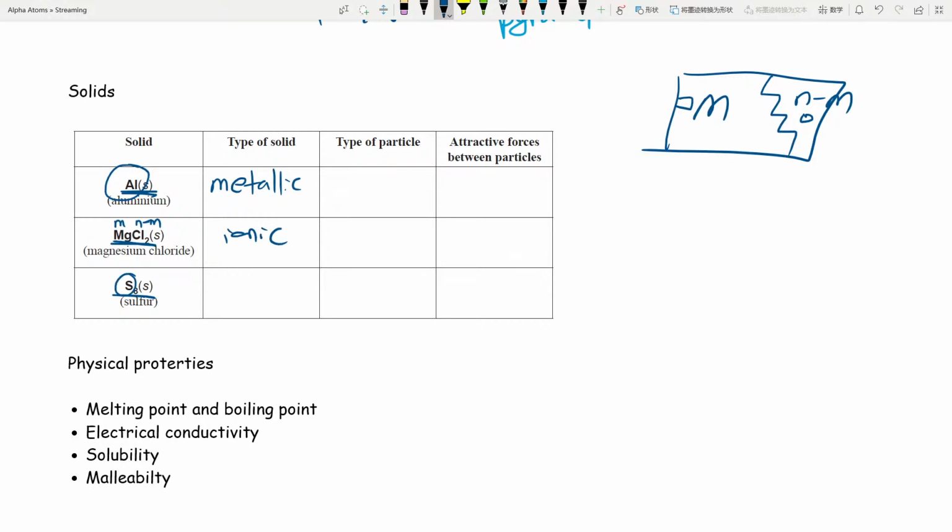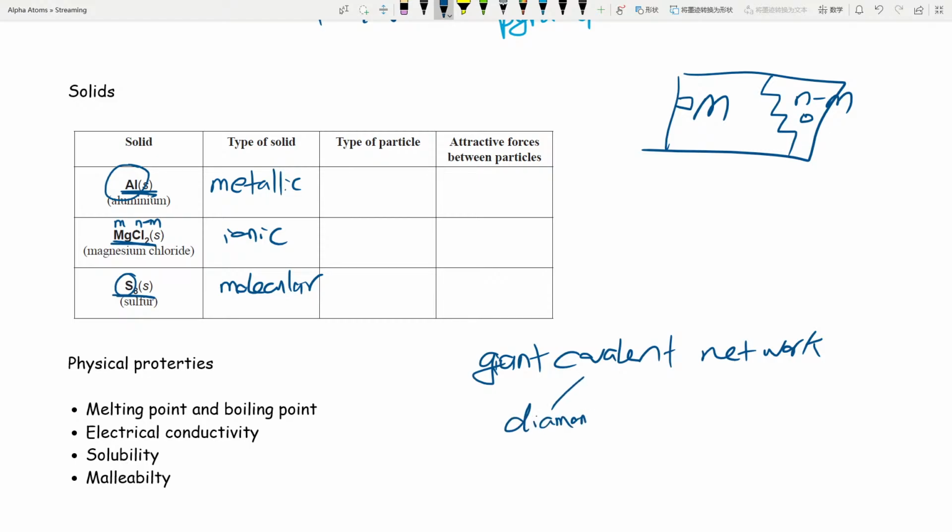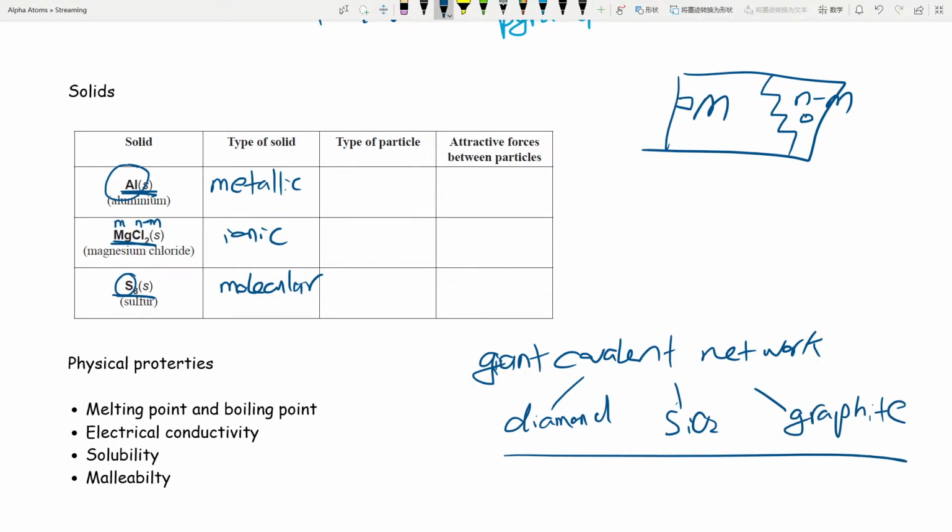If you just have a non-metal hanging out on its own, then it's molecular. That's how you tend to remember it. And then you have the three examples of giant covalent network, which are diamond, silicon dioxide, and graphite. Just memorize them. You do need to know these three, because most of the time people get silicon dioxide confused. They think it's molecular, but it's actually a giant covalent network.